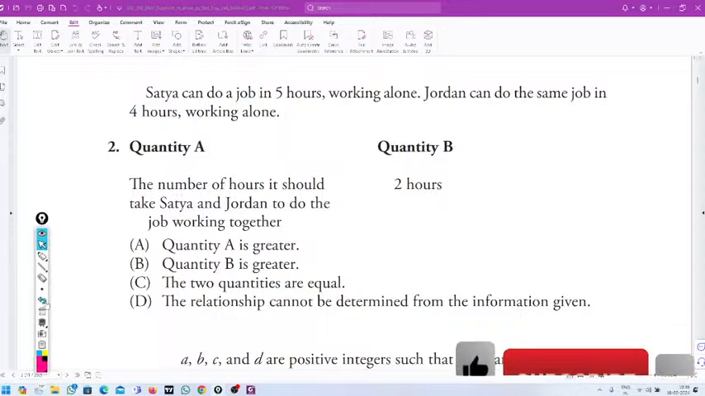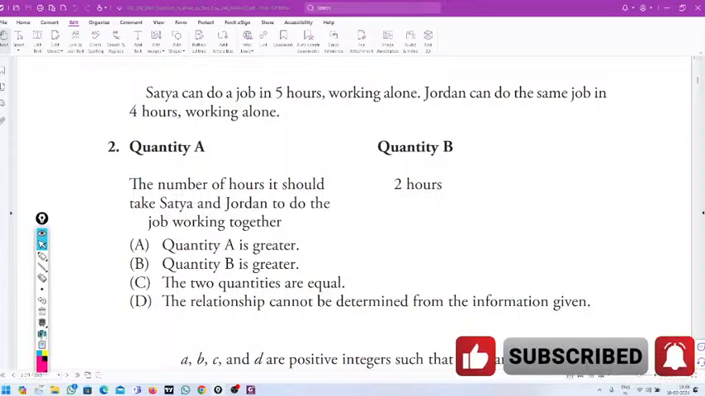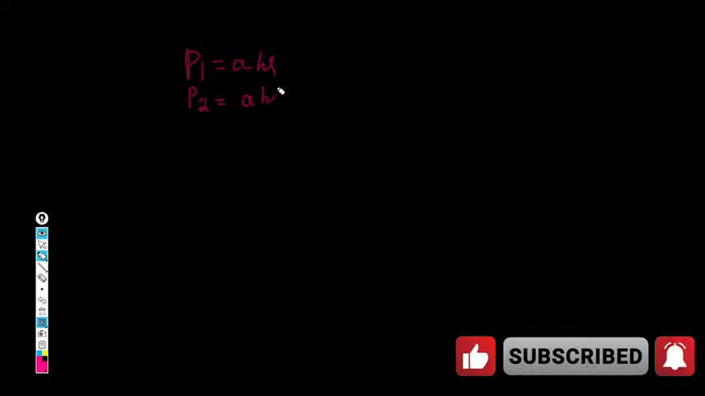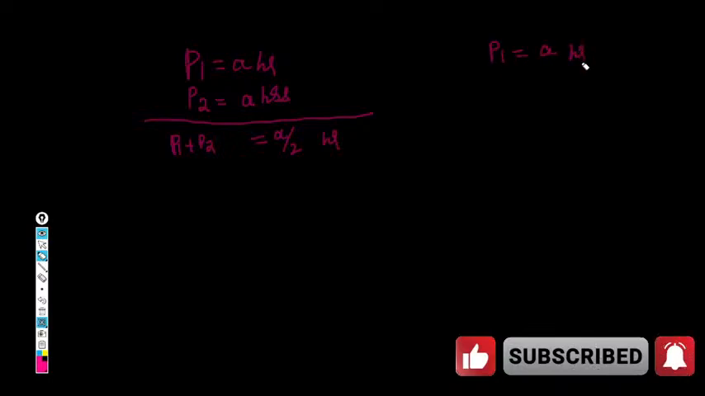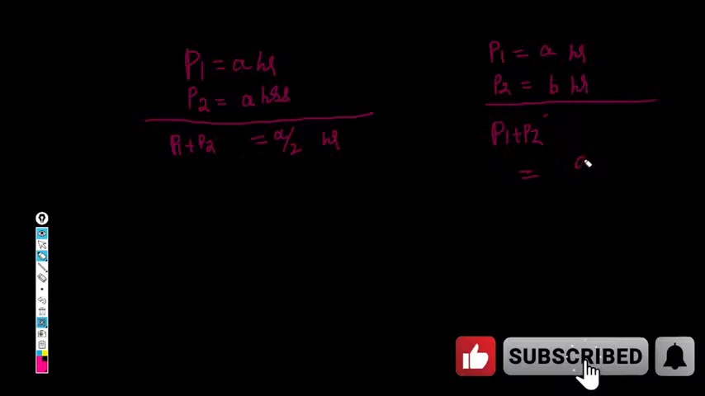So here, what are the key points we studied? First person takes A hours, second person also takes A hours, which means both of them will finish the work in A by 2 hours. If P1 takes A hours and P2 takes B hours, P1 plus P2 will take, the formula is AB by A plus B.